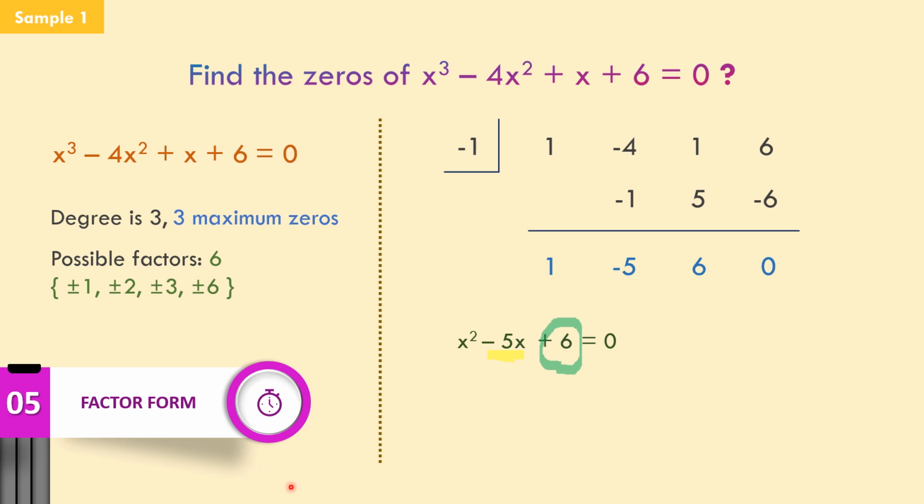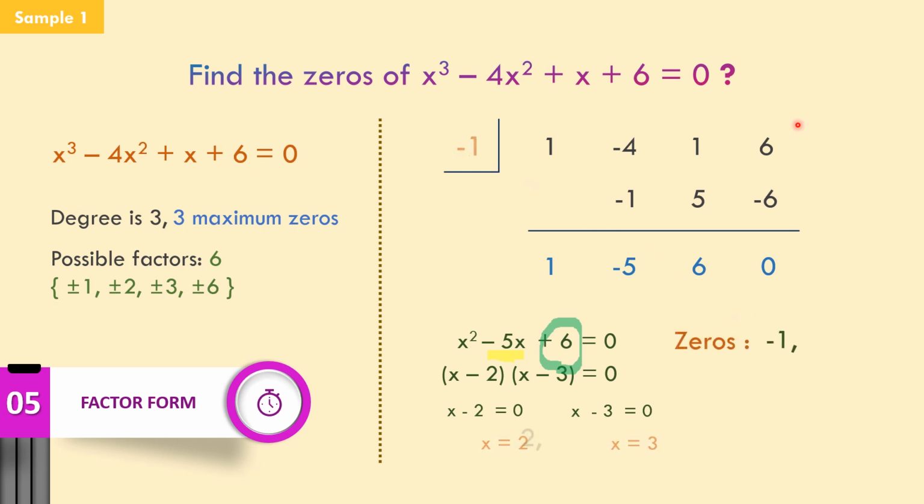What do you think are the factors of 6? Okay, correct. Negative 2 and negative 3. If we multiply negative 2 times negative 3, it is positive 6. If we add negative 2 and negative 3, that is negative 5. So it means the factors are x minus 2 times x minus 3 is equal to 0. Okay, next, let us solve for the zeros. x minus 2 is equal to 0, so x is equal to positive 2. In the second one, x minus 3 is equal to 0, so x is equal to positive 3.